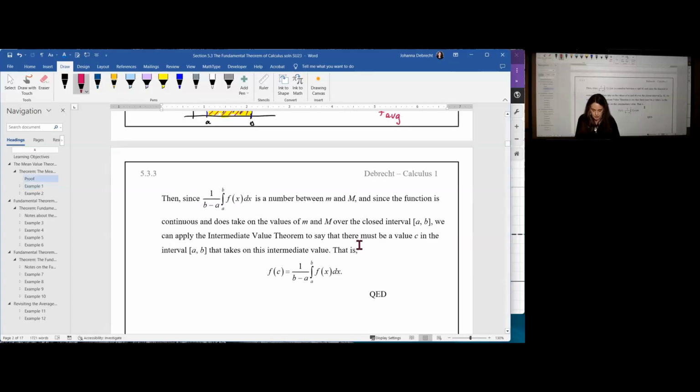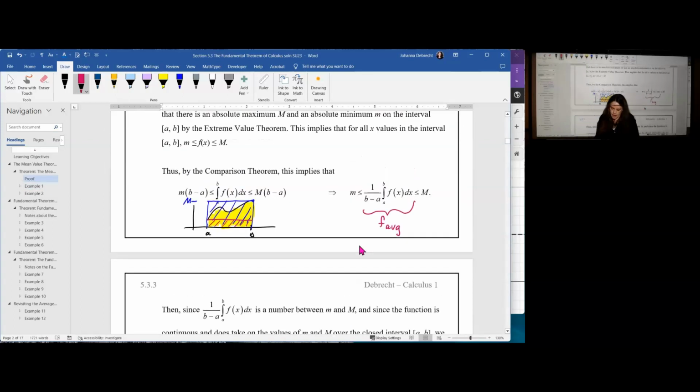If we look back at our picture up here, I'm going to make a wild guess that the average value is somewhere around, well, maybe a little higher here. And again, we can see that on the curve, there are several places that take on that average value. c1, c2, c3.